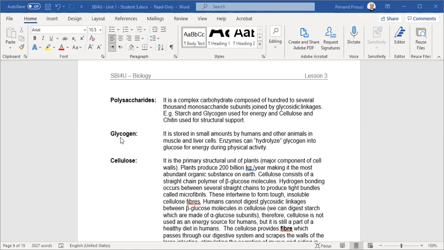Now, this is going to be stored, because when glucose is stored, it cannot be broken down or used by mitochondria. A mitochondrion needs single molecules of glucose. So when we have a chain of glucose, we will be able to store it without using it.